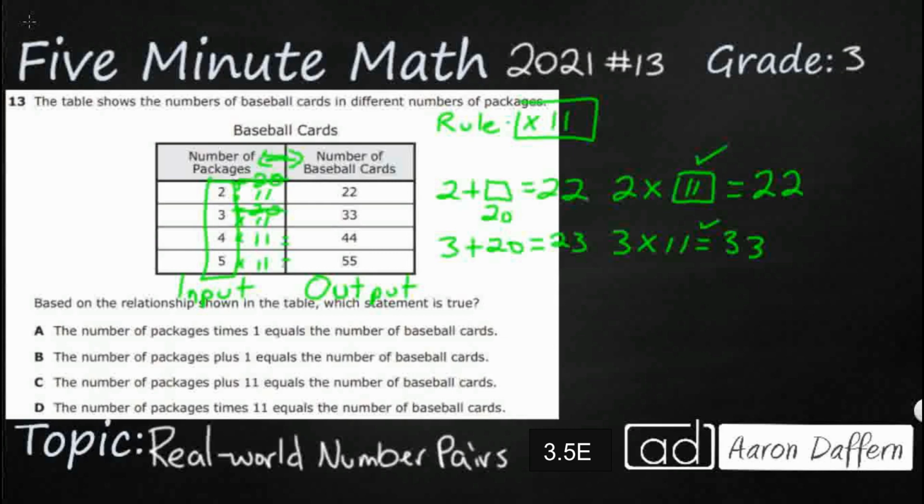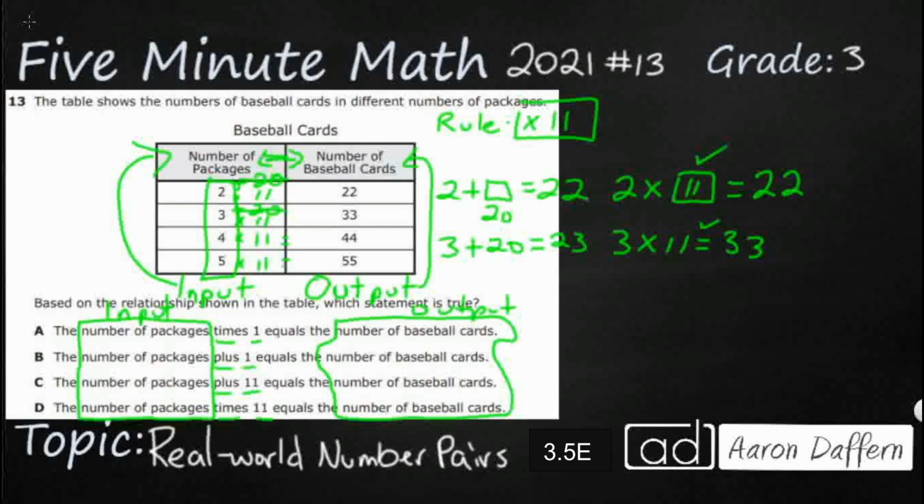Now that's going to be very helpful for us to know because these are very confusing answer choices. So we have times 1, plus 1, plus 11, times 11. Everything else is identical. We've got this number of packages all the way down right here, and let's just call that the input because that's what we said it was, right? The input was our number of packages. And we've got, it's not exactly lined up, but you see the same thing here: number of baseball cards. And you see that's our output, because that's what we had right here.